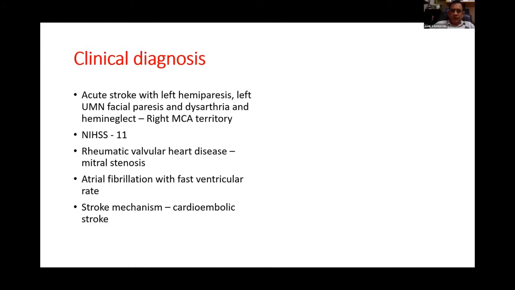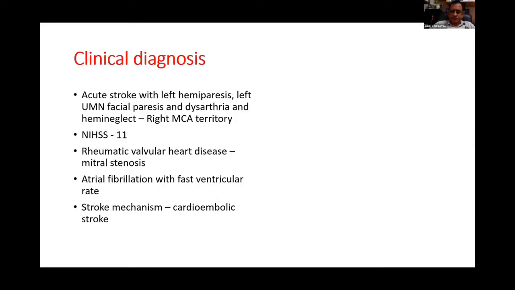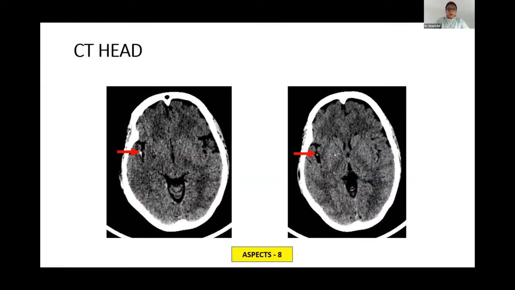Any clue regarding cardiac failure in this patient? The jugular venous pulsation was not visible, and there were no basal crepitations at present. And there was no generalized edema. Right. Okay. So we activated the stroke protocol, and the patient underwent an emergency CT head with CT angio.